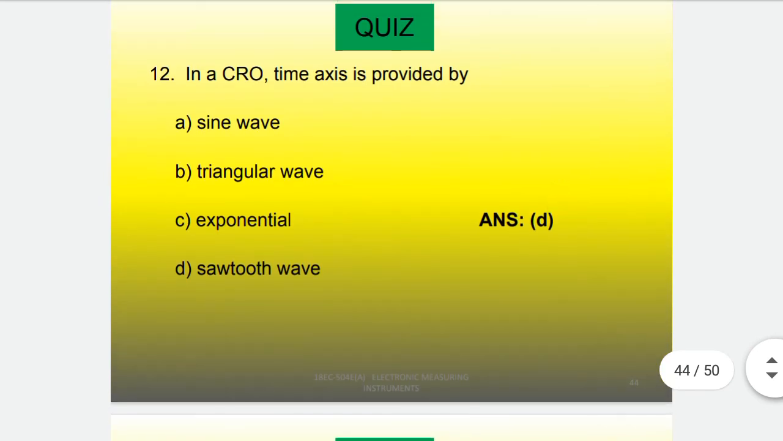In a CRO, time axis is provided by A. Sine wave, B. Triangular wave, C. Exponential wave, D. Sawtooth wave. The time axis is provided by sawtooth wave, that is the time base generator provides the sawtooth waveform. Hence the answer is D. Sawtooth wave.